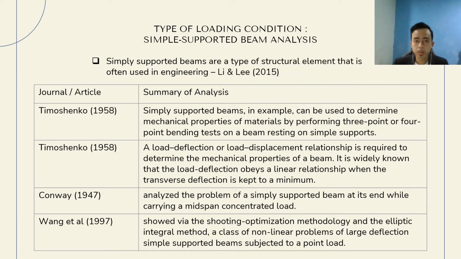Next, simple supported beam. Simply supported beams are the type of structural element that is often used in engineering by Lee and Lee. Then a few journals and articles were collected regarding the analysis of simple supported beam. The study by Timoshenko stated that the simple supported beam can be used to determine the mechanical properties of materials. Timoshenko also stated that a load deflection or a load displacement relationship is required to determine the mechanical properties of a beam.